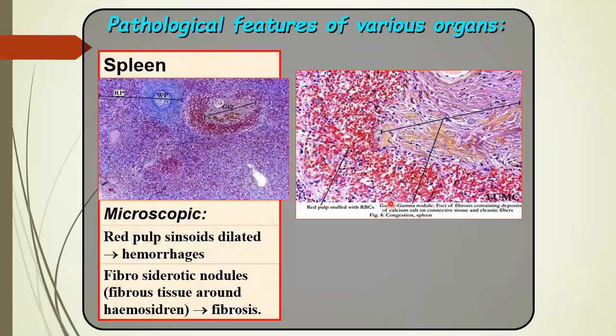This is another example of a microscopic picture of the spleen. You can see here that the red pulp sinusoids are dilated and engorged with blood, and their walls are thickened due to fibrosis. And these are the fibrosiderotic nodules here and here, which are simply fibrous tissue around hemosiderin.